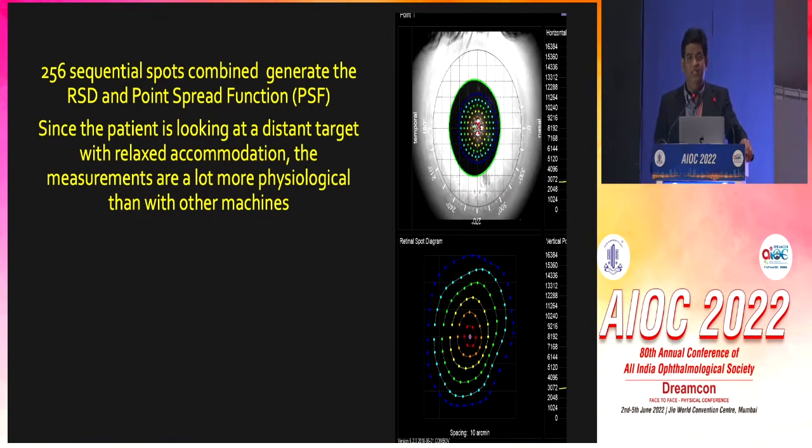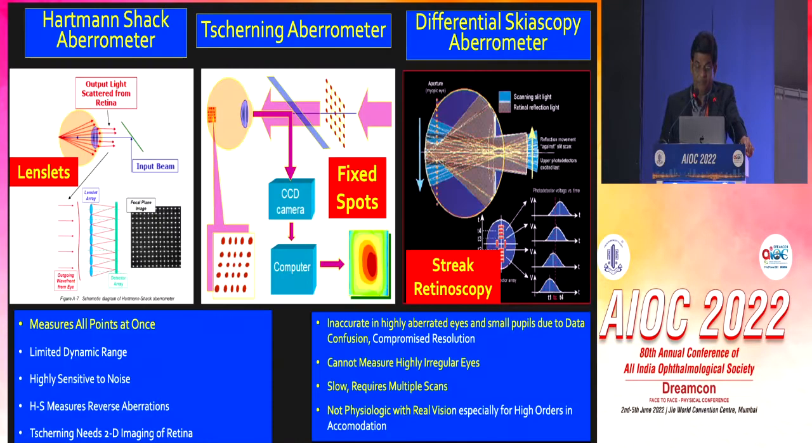So what is the advantage of an eye trace? So what it does is it fires 64 spots 4 times to gain 256 spots, right? And this is used to generate what is known as the retinal spot diagram or the point spread function in these patients. So all the data, the quantitative and qualitative data that you are getting is derived from this retinal spot diagram and point spread function. And since the patient is looking at a target which is distant with the relaxed accommodation, the measurements and the values we get are a lot more physiological than with other machines.